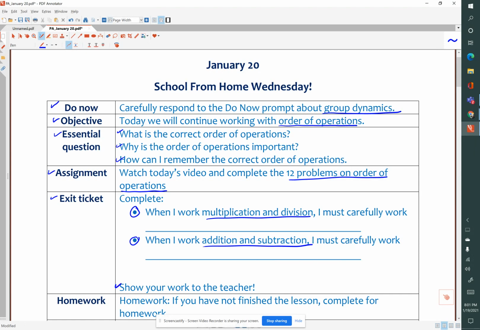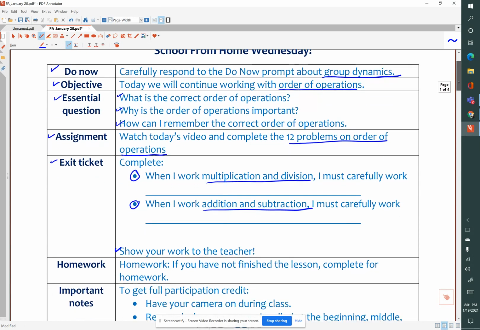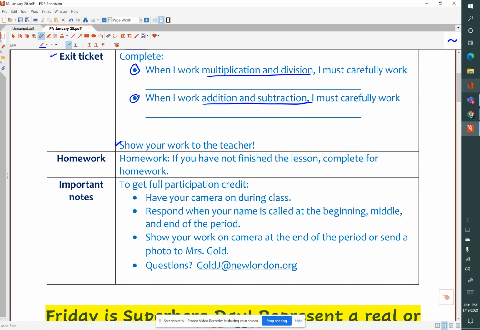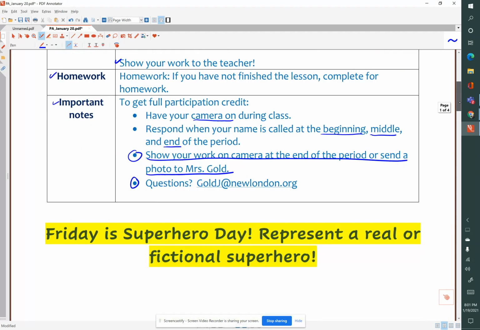And remember, you're going to show your work to me or send me a picture in an email. If you did not get a chance to finish your lesson, still show it to me, but you can finish it for homework. To get full credit, we're going to have our camera on and respond when your name is called at any point during the period. Show your work. Super important. You have to show Mrs. Gold what you've been doing this period. And if you have any questions, please email me.